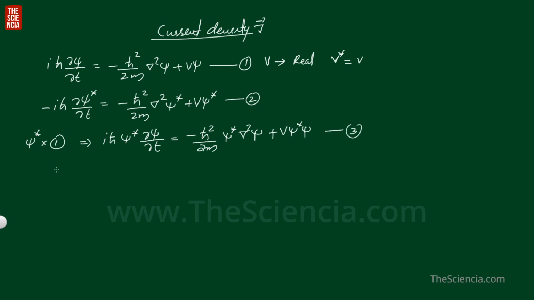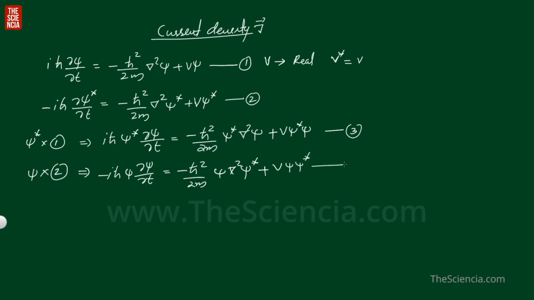And I am going to multiply equation 2 by psi on the left hand side. So what we get? We get minus iħ psi ∂psi star/∂t is equal to minus ħ² by 2m psi ∇²psi star plus V into psi psi star. This is equation 4. I am going to subtract equation 4 from equation 3.